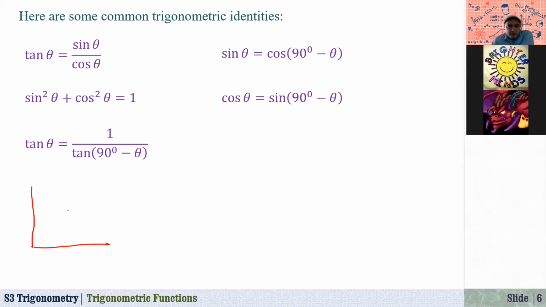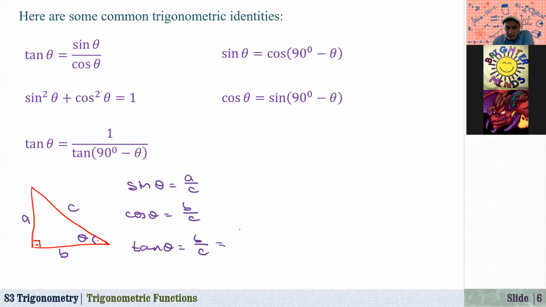If you're talking about a right angle triangle, let's say this angle is the right angle, we use purple here. Suppose this angle is theta. The opposite side is A, this one is B, and this one is C. Now from here we know that sine of theta is A over C, and cosine of theta is B over C. And what is tangent of theta? Tangent of theta is opposite over adjacent, A over B. I can write it as A over C over B over C.